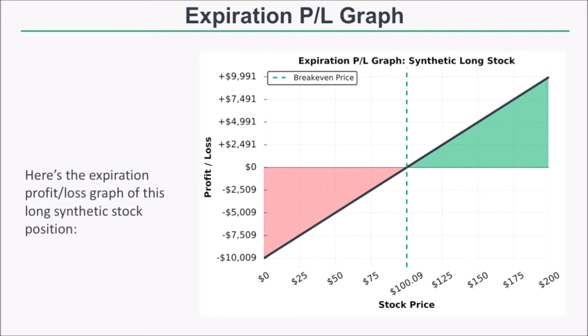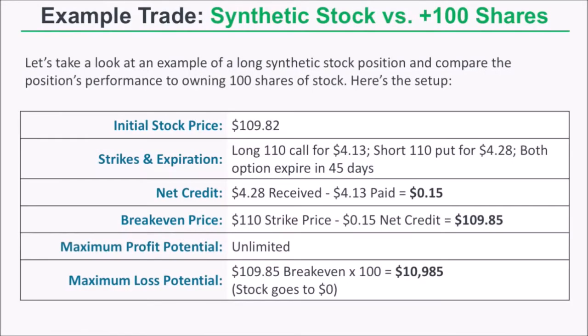Let's go ahead and take a look at a real long synthetic stock position, and see how that performs relative to an actual long stock position. Let's compare a synthetic stock position to a 100 share stock position. The initial stock price is 109.82, and to construct the long synthetic, we're going to buy the 110 call for $4.13, and we're going to sell the 110 put for $4.28. Both options expire in 45 days.